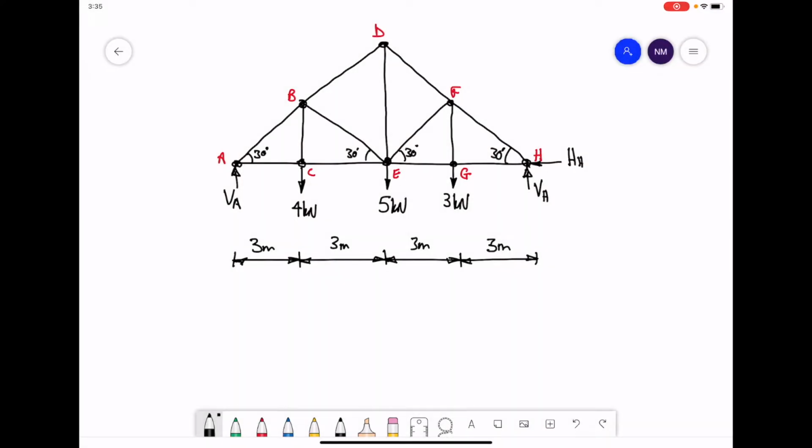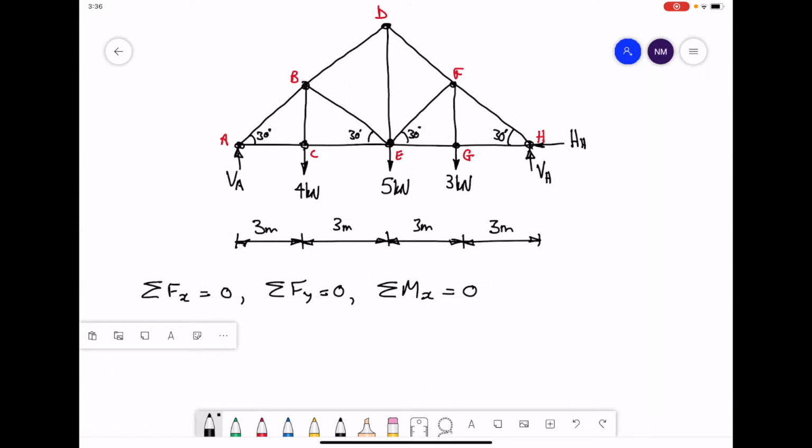In our structure, we're going to calculate the size of the reaction forces, and for this the same 3 equilibrium equations will apply, namely all the forces in the x direction must add up to give you 0, all the forces in the y direction must add up to give you 0, and taking moments about any point must give you 0 as well. Starting with the first of these equilibrium equations, all the forces in the x direction must add up to give you 0.